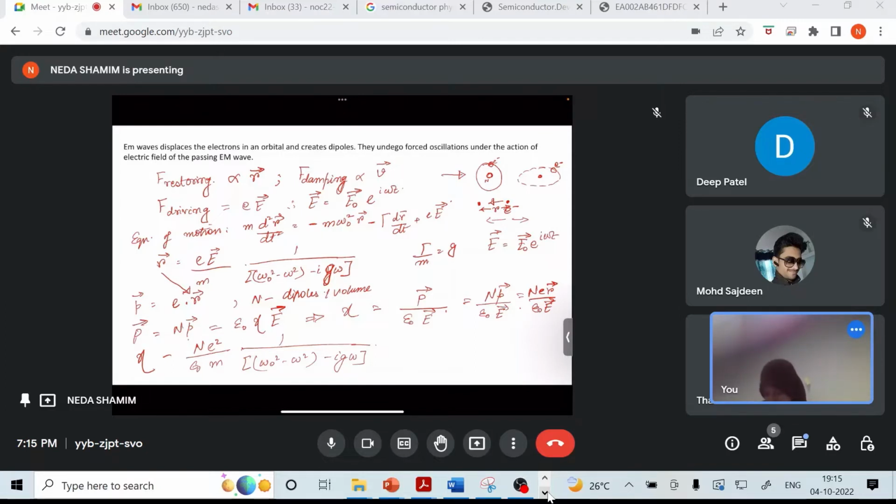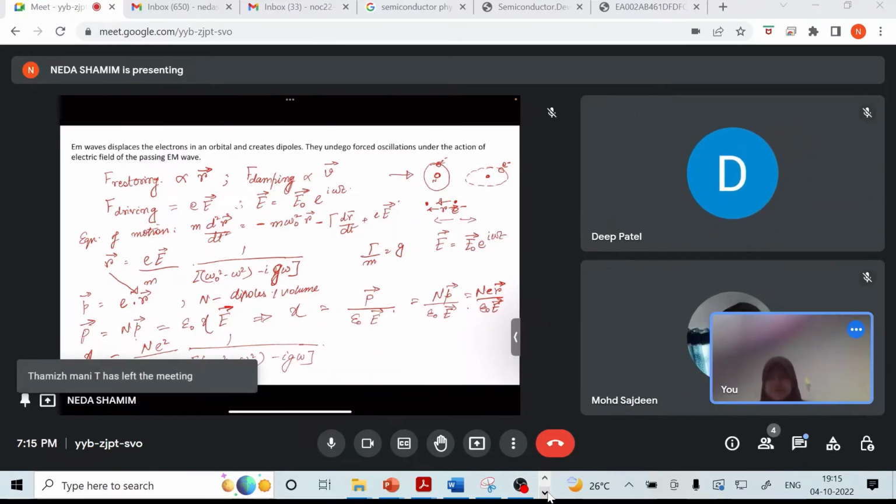So we see that susceptibility is a function of, what do we see? We see that the susceptibility is a function of frequency.